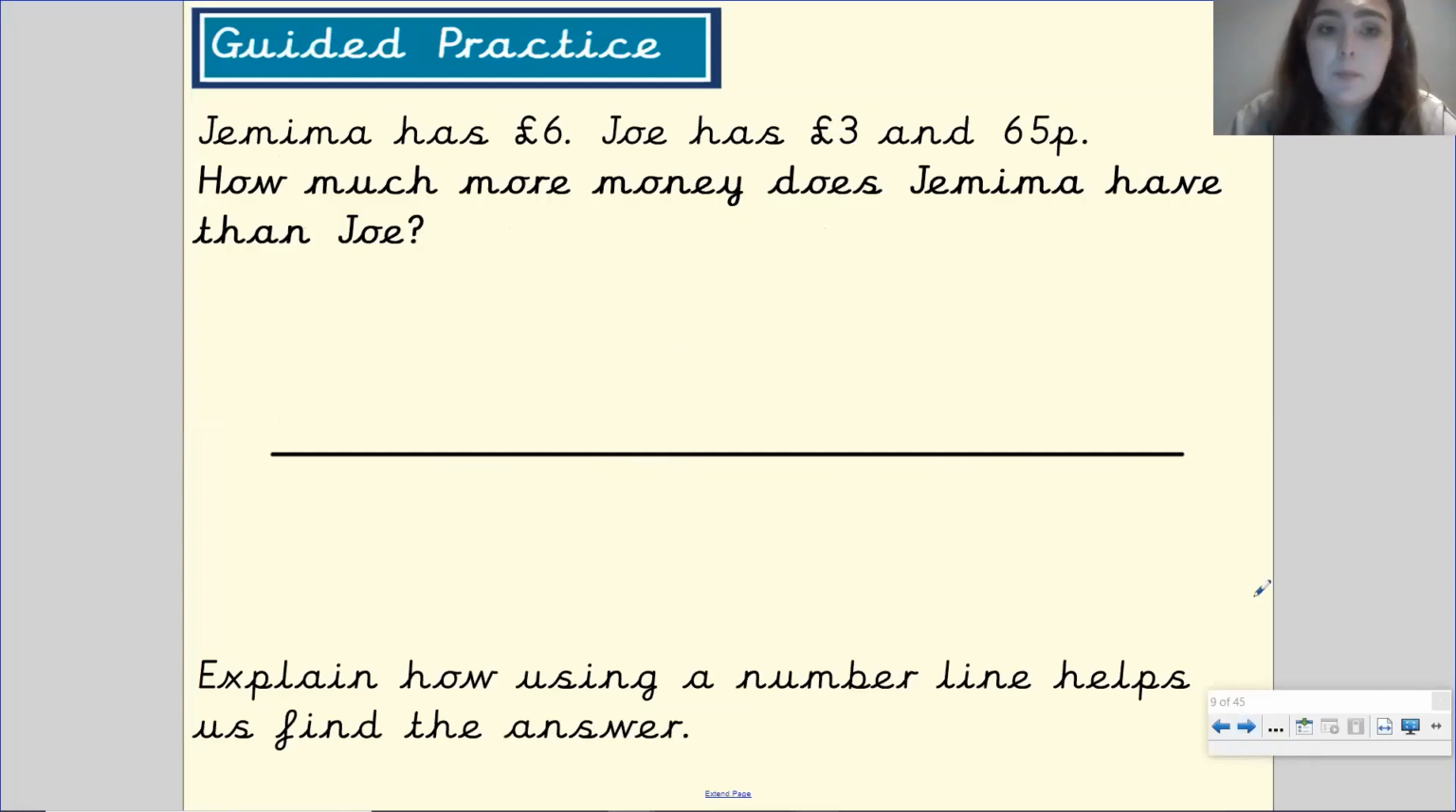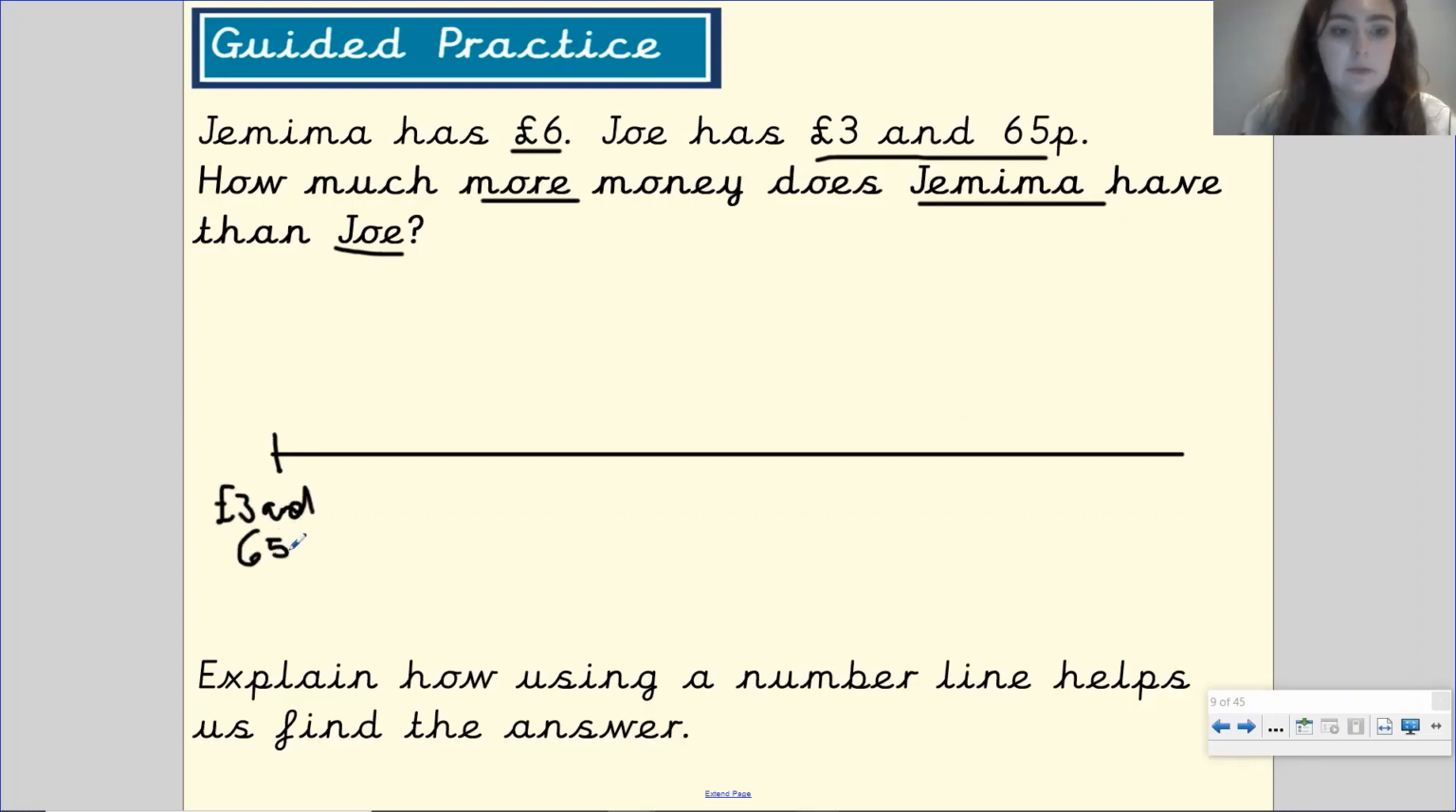Okay, so now Jemima has £6. Joe has £3 and 65 pence. How much more money does Jemima have than Joe? And we're going to use a number line to work this out. So on this end of the number line, we're going to have Joe's amount, which is £3 and 65 pence. And then on this end of the number line, we're going to have Jemima's amount, which is £6.